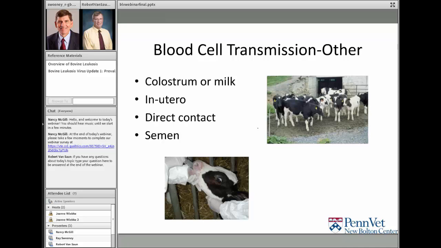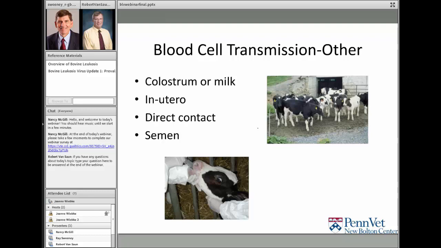We also know that if a cow is infected with the virus, her calf can become infected even before it's born. Again, this is fairly rare. Usually these calves are not born infected, but it does happen in a small percentage of the cases. And then just direct contact, nasal secretions, urine, other bodily secretions may have white blood cells in them, and so an uninfected cow or calf could become exposed that way to white blood cells.